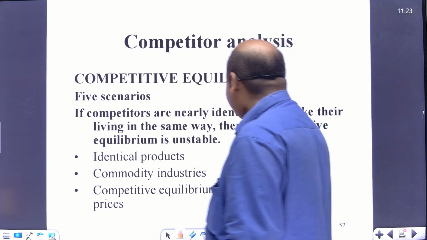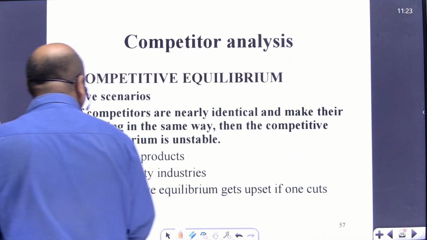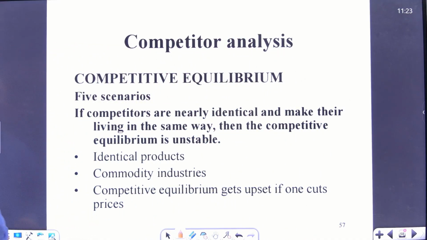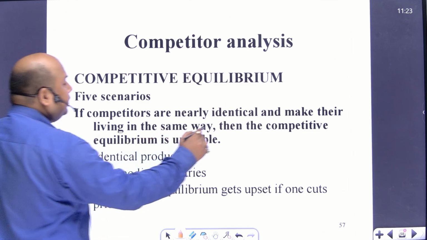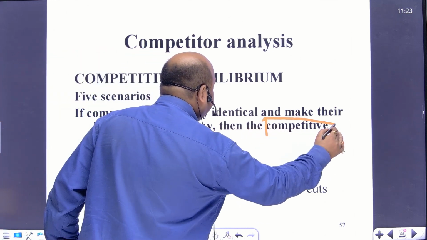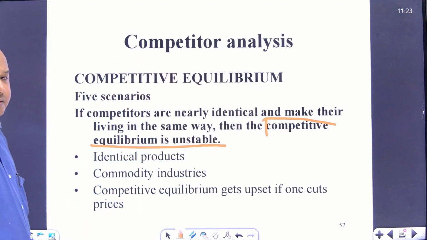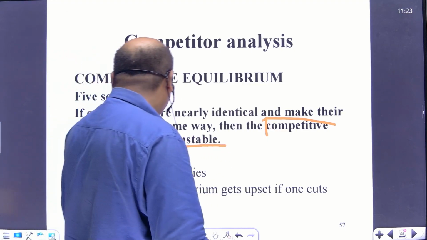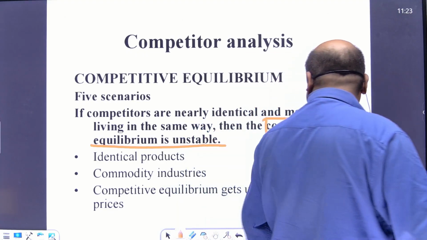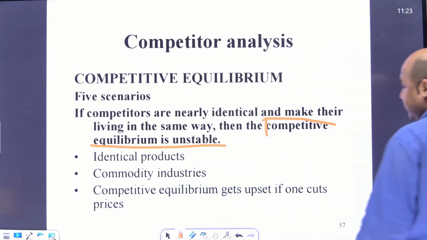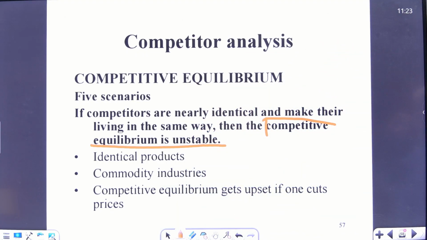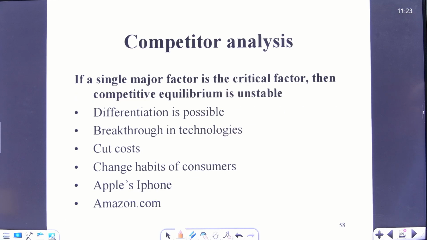If companies are nearby, identical, and make their living in the same way, then the competitive equilibrium is unstable. This is the main thing. With identical products, commodity industries, the competitive equilibrium gets upset if one cuts prices. If a single factor is the critical factor, then the competitive equilibrium is unstable.